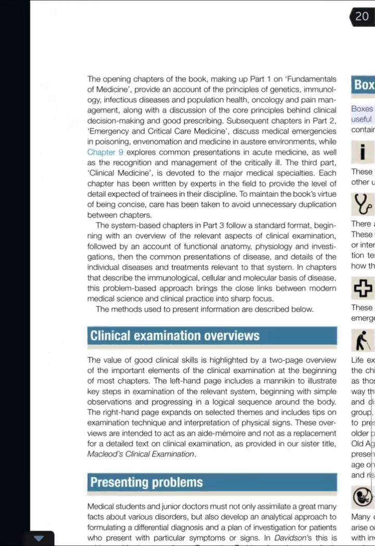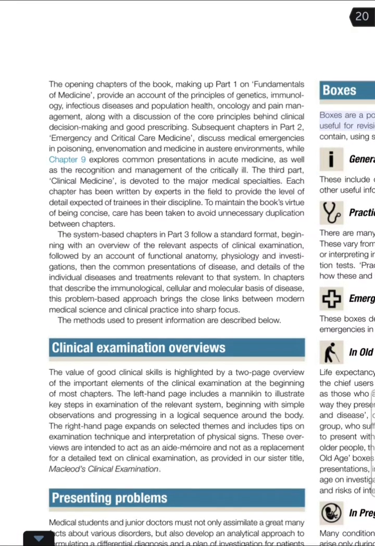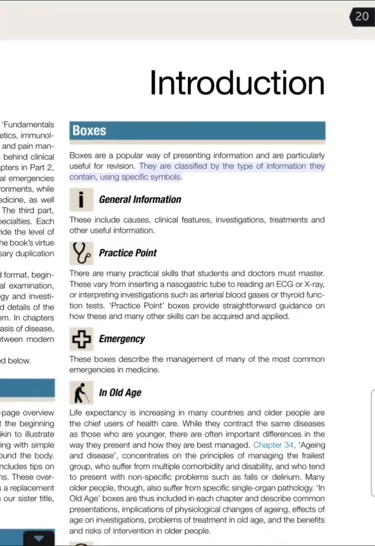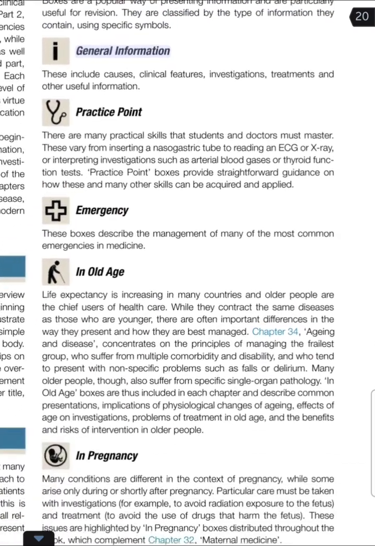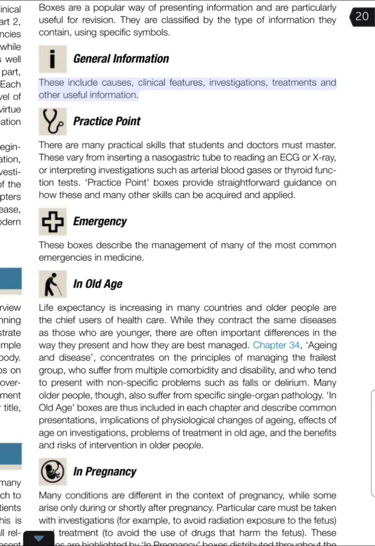Boxes. Boxes are a popular way of presenting information and are particularly useful for revision. They are classified by the type of information they contain, using specific symbols. General information. These include causes, clinical features, investigations, treatments and other useful information.